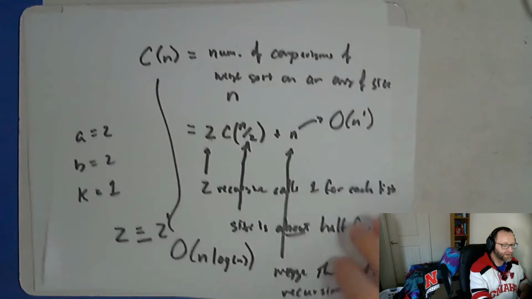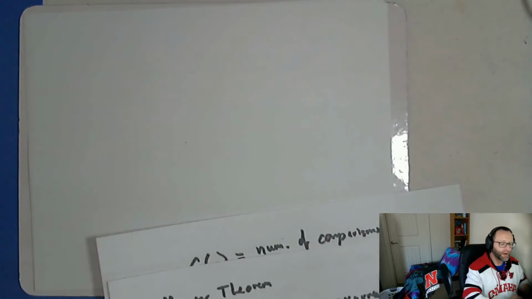And in fact, there is a mathematical proof that shows that any comparison-based sorting algorithm has a lower bound of n log n. So merge sort is basically as good as you're going to get for general sorting algorithms as far as asymptotic analysis goes. Okay.